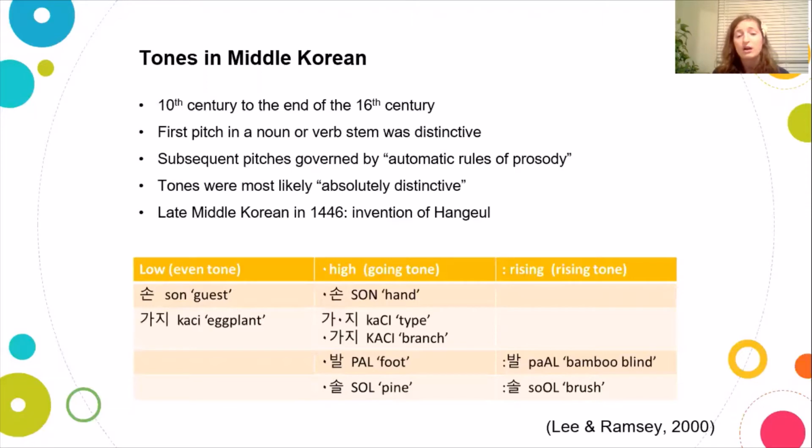With the invention of Hangul in 1446, tones were marked within the written text. Low tones were not marked. That was unnecessary. It was understood that they would be a low tone without a mark. High tones, though, were marked with a single dot to the left of the affected syllable or word. Rising tones were marked with two dots to the left of the affected syllable.